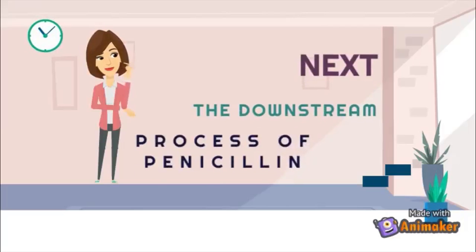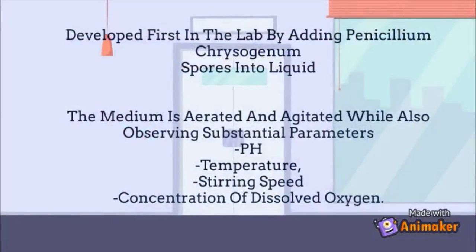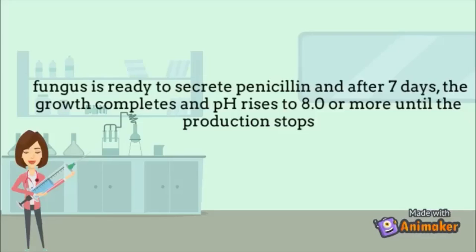Next, we move to the downstream processing of the penicillin production. Seed culture is developed by the addition of Penicillium spores into a liquid medium. When it has grown up to an acceptable amount, it will be inoculated into the fermenter. Then, the medium is aerated and agitated while also observing substantial parameters such as pH, temperature, stirring speed, and concentration of dissolved oxygen. Then, the fungus is ready to secrete penicillin, and after 7 days, the growth completes and pH rises to 8.0 or more until the production stops.